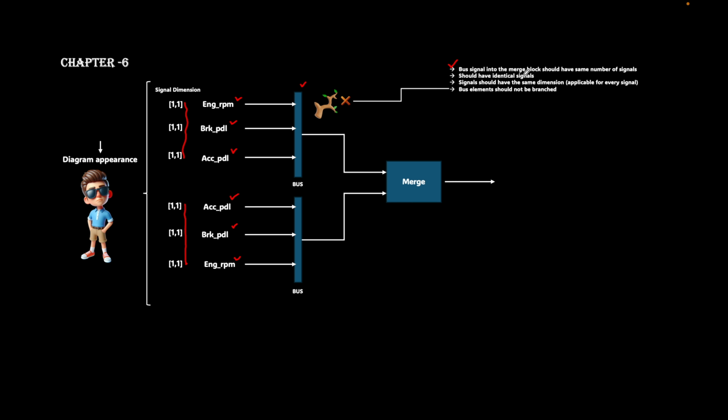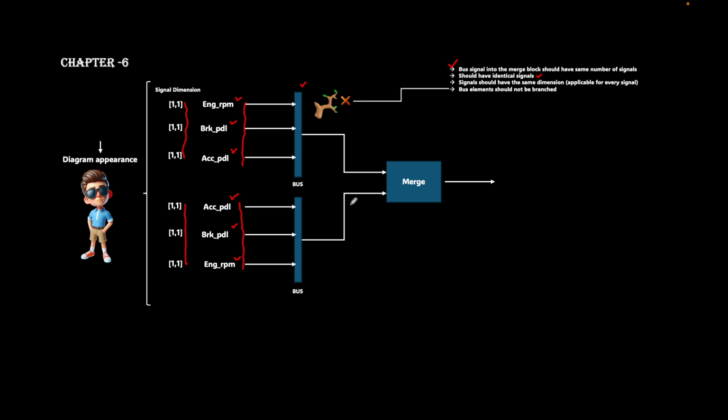The second point is that they should have identical signals. As you see, identical signals are present. Here you cannot put some other signal, like in place of engine RPM, you cannot put ignition on or something like that. It should be of the same size and also of the same sequence. Like it is mentioned over here, it is in the reverse order, so it does not comply with the guideline, because here the sequence of the signals is different.